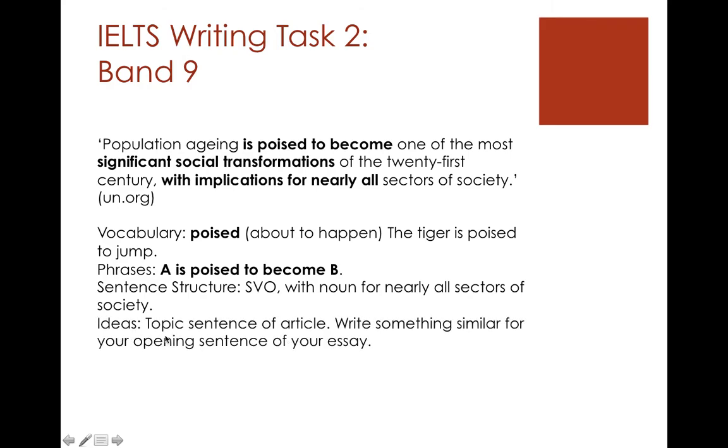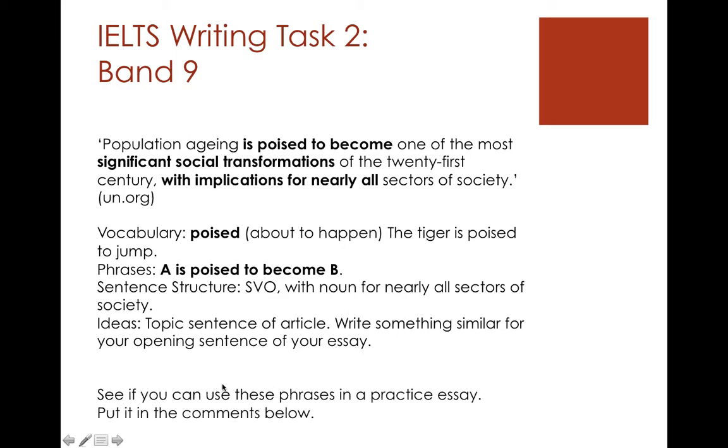Okay, and then we have the ideas. The topic sentence of the article. Again, this is a good topic sentence for the article. This is actually the second sentence in this article, and it gives a bit more detail on what's happening. We don't know which sectors of society, but we know society will change, and we know it's a big change that's going to happen. Not just a change, but a big change. Basically, that is what they've said. Okay, and you can write something similar for the opening of your essay. So see if you can use these phrases in a practice essay, and put them in the comments below.